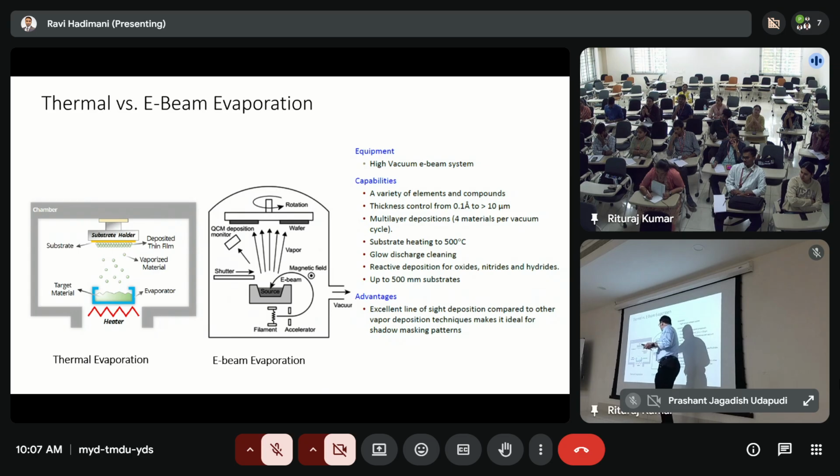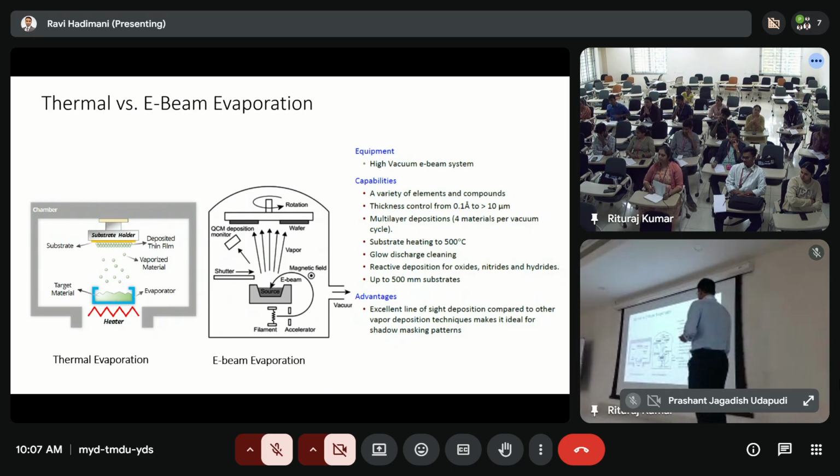But so these are the two processes. I'll show how that works. So this is thermal evaporation, and this is E-beam. In E-beam, we use electrons, and in thermal, we just heat the target, and we deposit the material on the substrate. So you can deposit varieties of elements and compounds using these techniques.